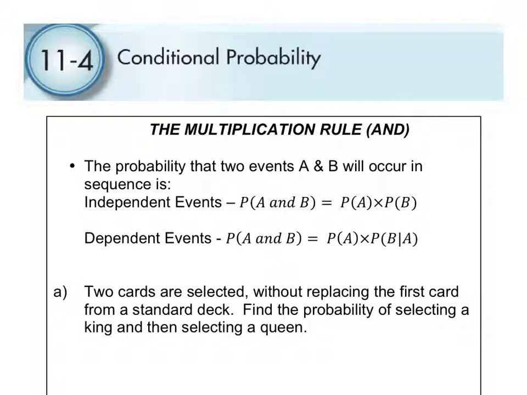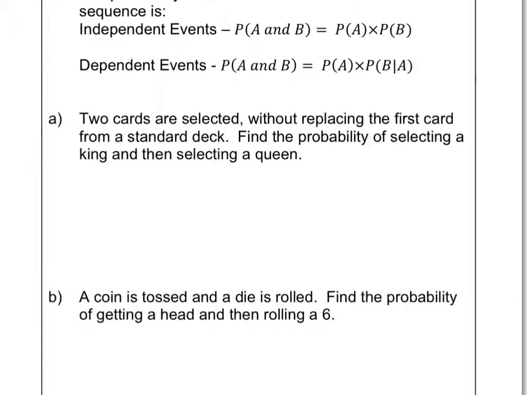Okay? So the probability that two events, A and B, will occur in sequence. If they're independent, you just simply find the probability of A, the probability of B, and multiply them together. Then one doesn't affect the other. If they're dependent events, you find the probability of the first thing, take out whatever it is you take out, find the probability of the second thing, and then multiply them together. Okay? All right, so let's take a look at some examples here. So again, you're going to want to go through this step-by-step process as we look at this.